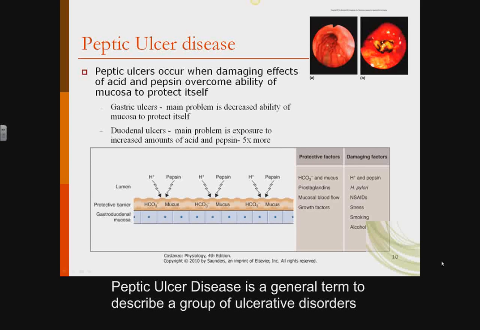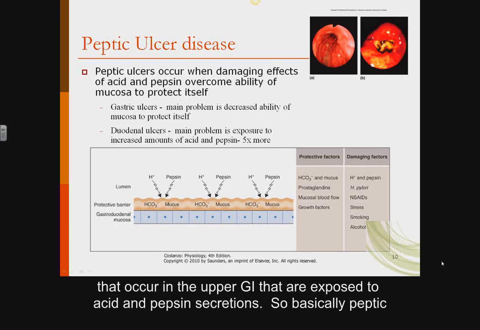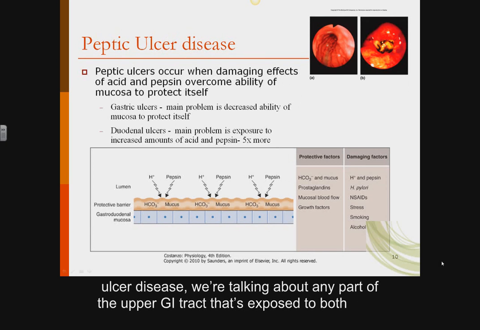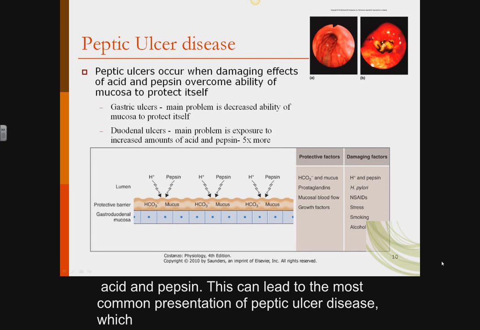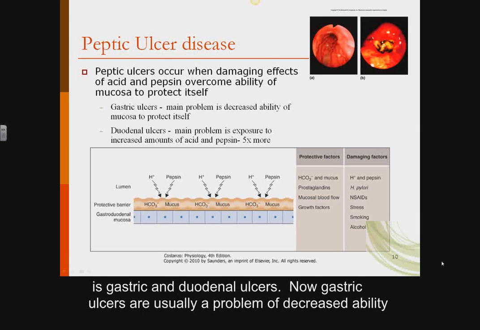Peptic ulcer disease is a general term to describe a group of ulcerative disorders that occur in the upper GI that are exposed to acid and pepsin secretions. So basically, with peptic ulcer disease, we're talking about any part of the upper GI tract that's exposed to both acid and pepsin. This can lead to the most common presentation of peptic ulcer disease, which is gastric and duodenal ulcers.